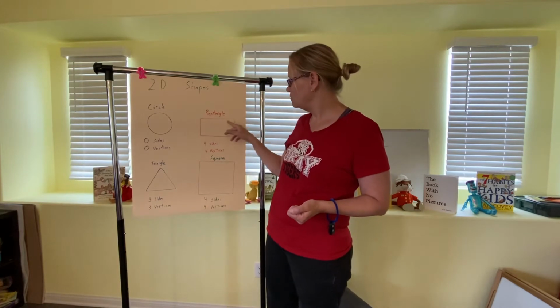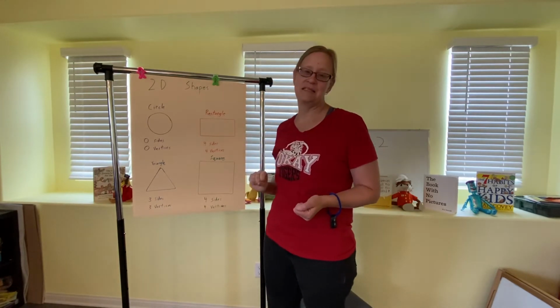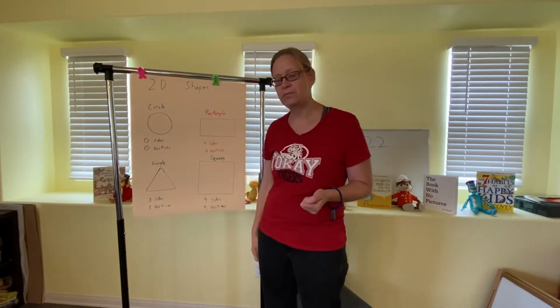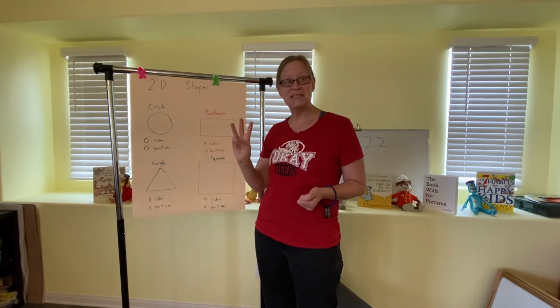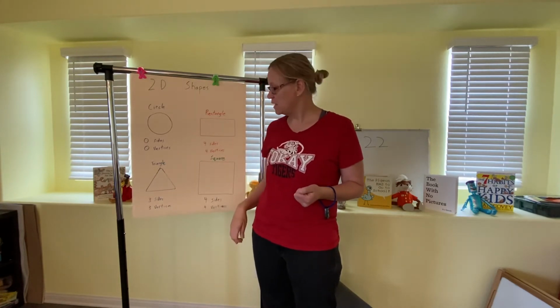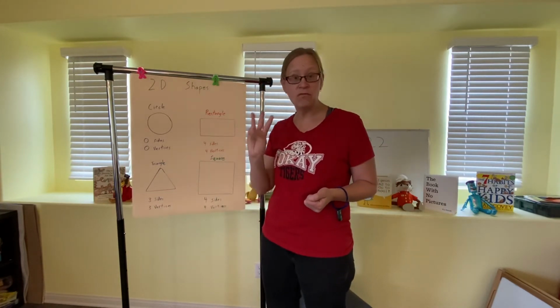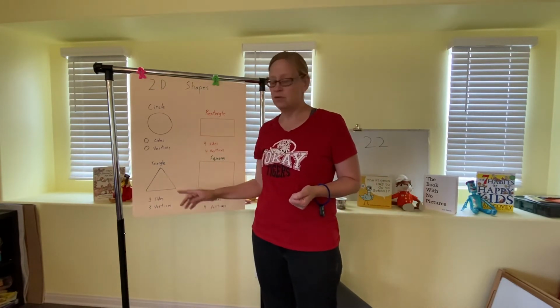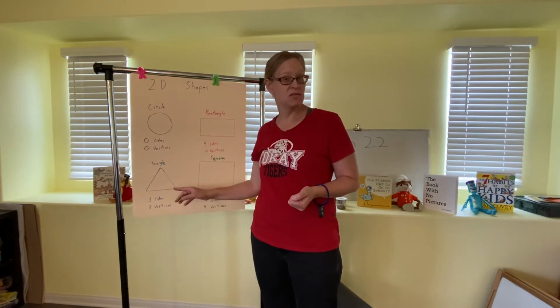Because the rectangle has two longer sides and two shorter sides. Now, the next shape that we're going to talk about is a triangle. A triangle has three sides. One, two, three. Three sides. It also has three vertices or corners. One, two, three. Three sides and three vertices or corners.